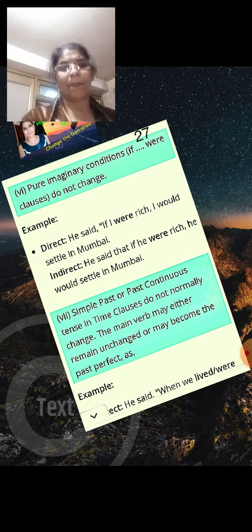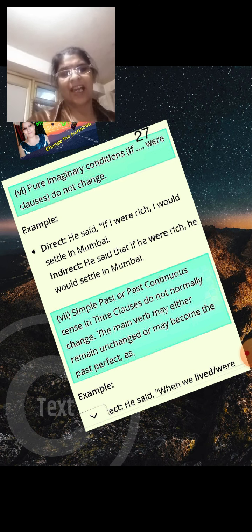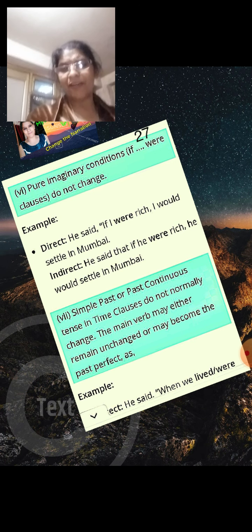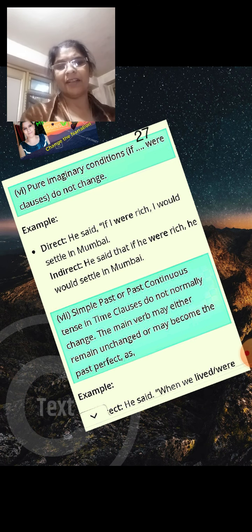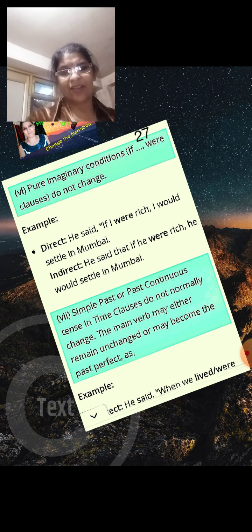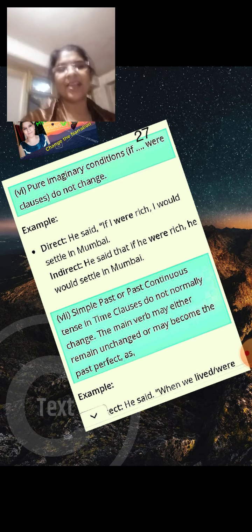Simple past or past continuous tense in time clauses does not normally change. The main verb may either remain unchanged or may become the past perfect. Example.